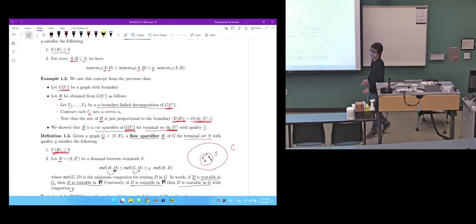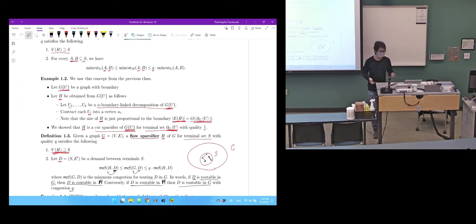If I say that this is a sparsifier for terminal set S: if it is a cut sparsifier, it preserves all cut information about the terminal set. If it is a flow sparsifier, it preserves all flow information about the terminal set S. Does H have more capacity than the original graph G, intuitively? Intuitively, H should be smaller, or H should be sparser. That's why we call it a sparsifier.